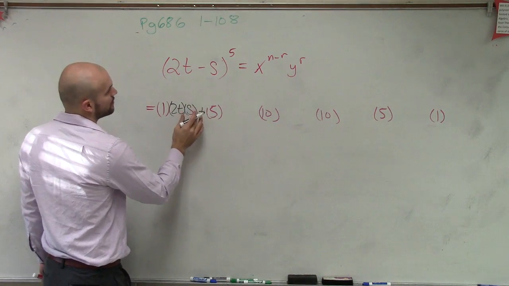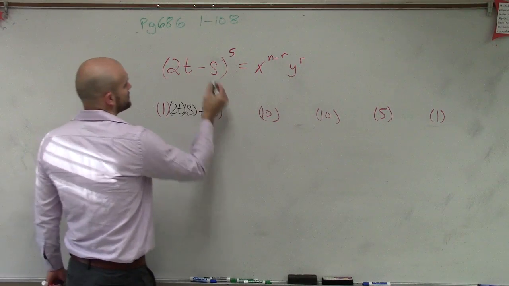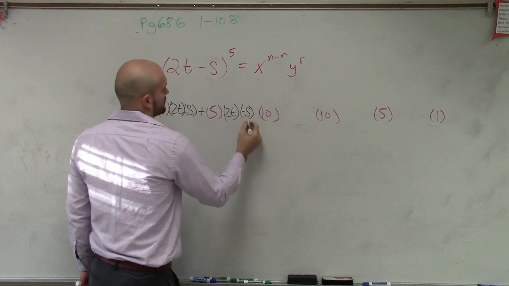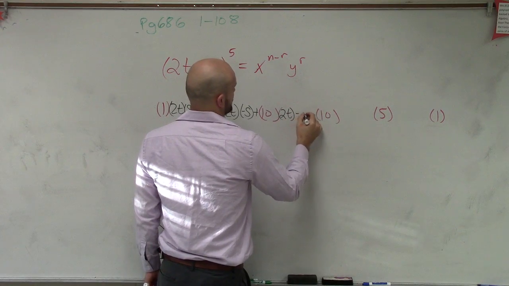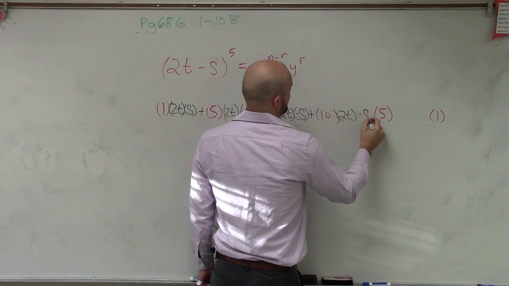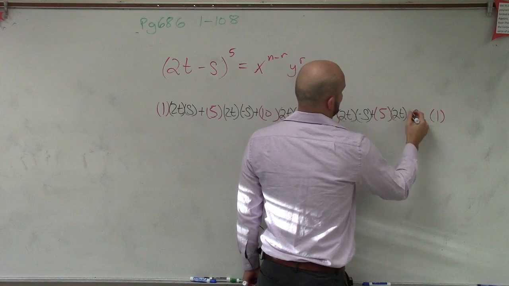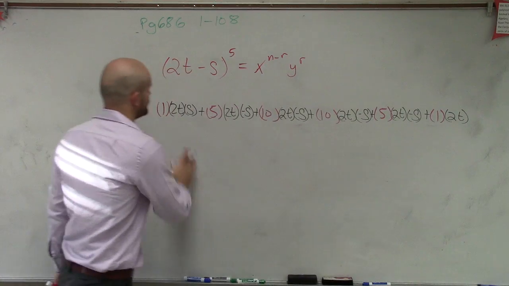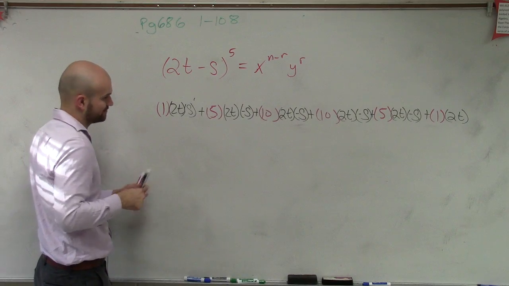Actually, it's going to be s. And then this one's going to be 2t, negative s. Then 2t, negative s, and again 2t, negative s, and then plus 2t. We don't really need to include the s, because we know it's going to be s to the 0 power, right?